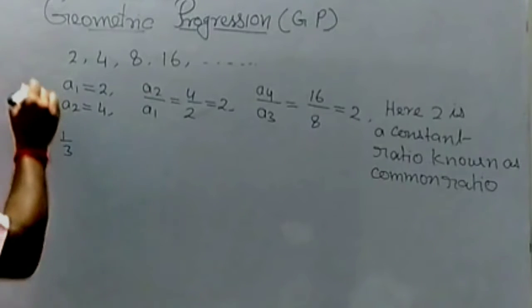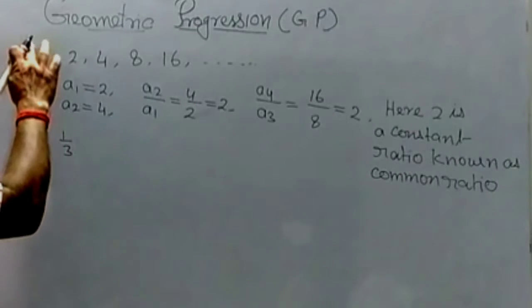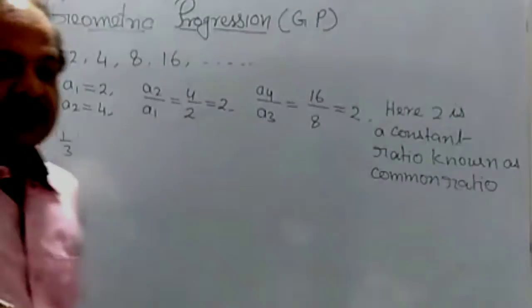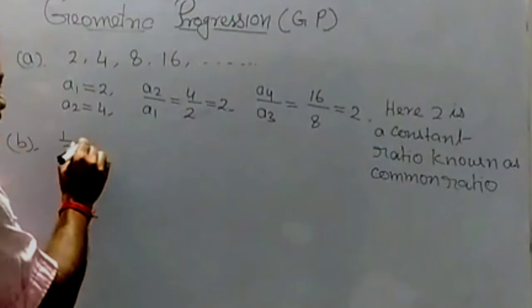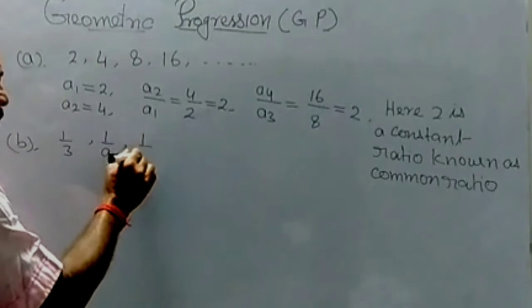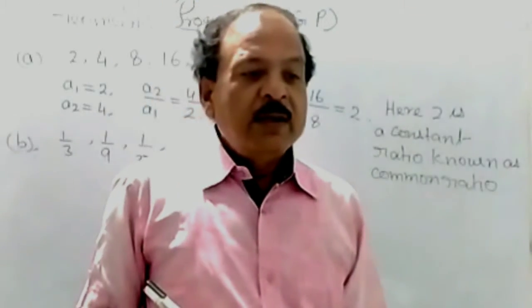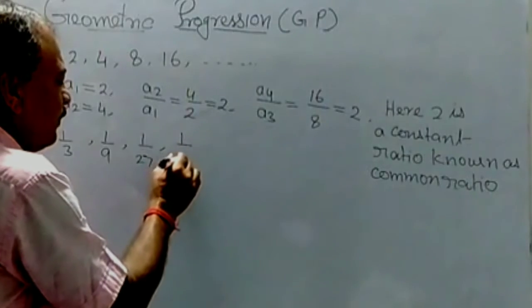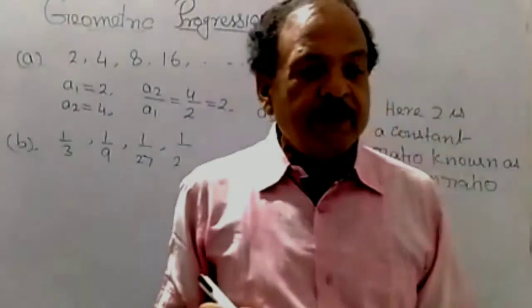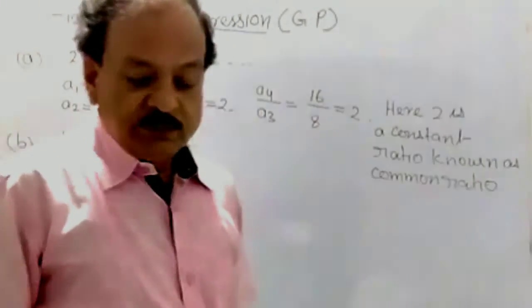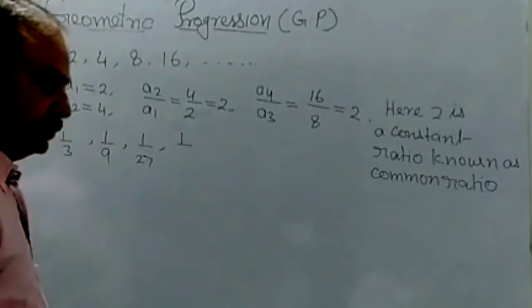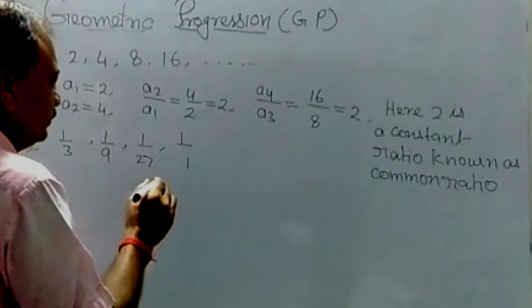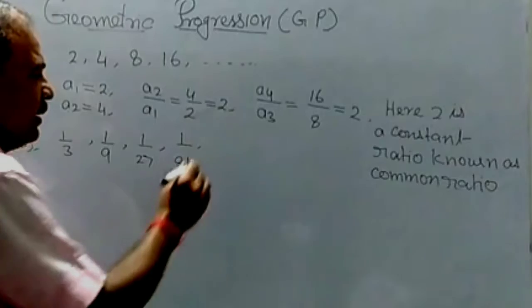Consider this first example as example A. Now consider another example B: 1 by 3, 1 by 9, 1 by 27, 1 by 81 and so on.